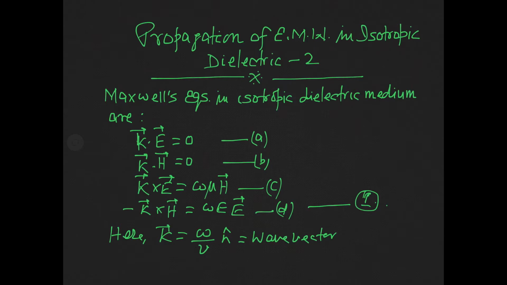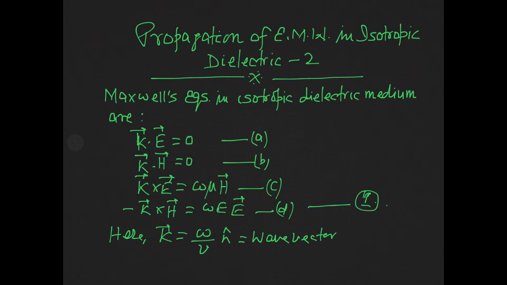First one is k dot E equal to 0, second is k dot H equal to 0, third is k cross E equal to omega mu H, and the fourth one is minus k cross H equal to omega epsilon E. In this equation, this vector k is known as the wave vector, and you know this wave vector is equal to omega by v n hat. In fact, n hat is a unit vector in the direction of propagation of the wave. So this was the result which we obtained in the previous lecture.